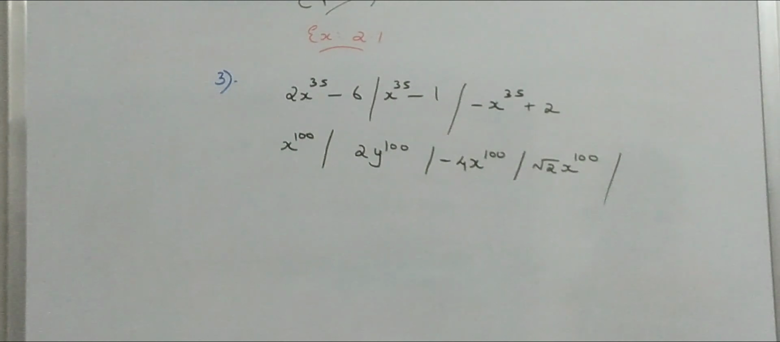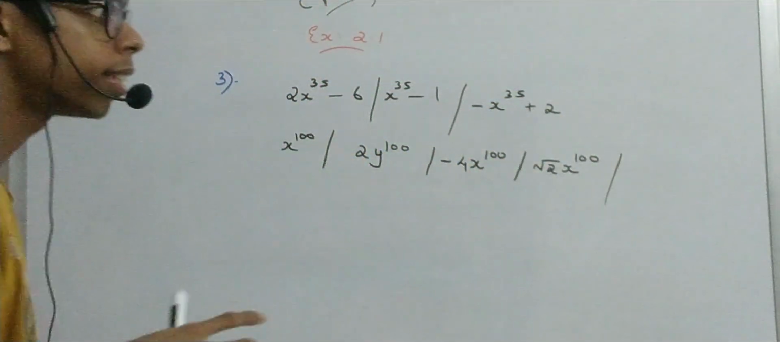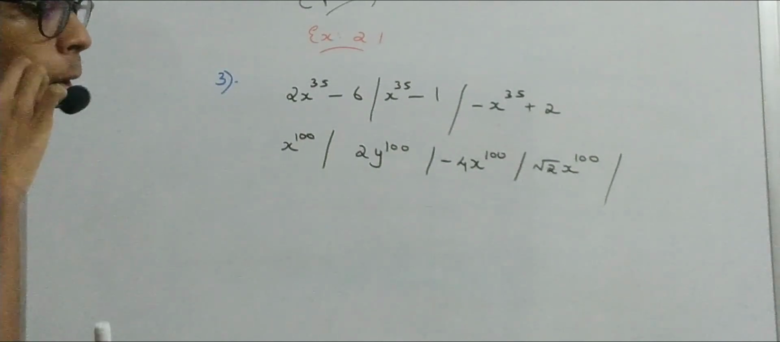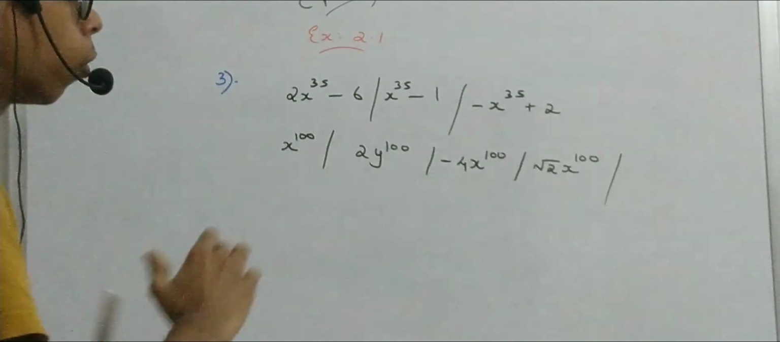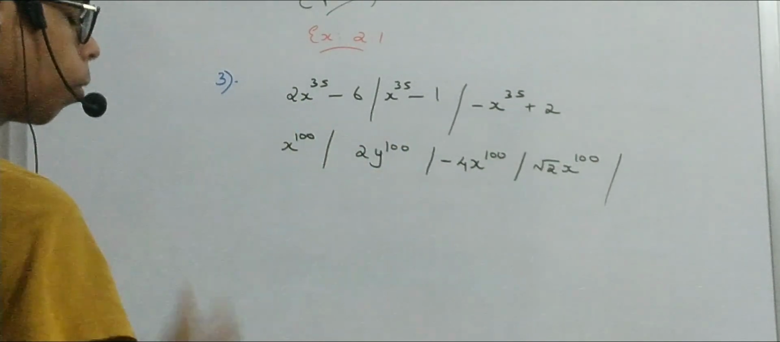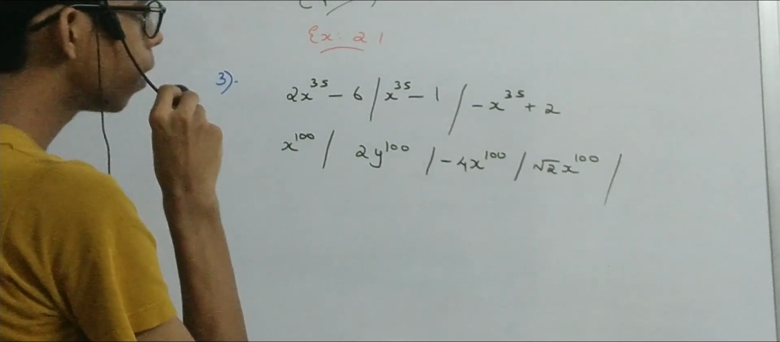Okay, so now our third question is, give one example each of a binomial of degree 35 and a monomial of degree 100. First of all, let's see. We have to write a binomial with the degree 35. So what do we mean by a binomial? Binomial means an algebraic expression with two terms. So whatever algebraic expression you are writing, you should be having two terms.